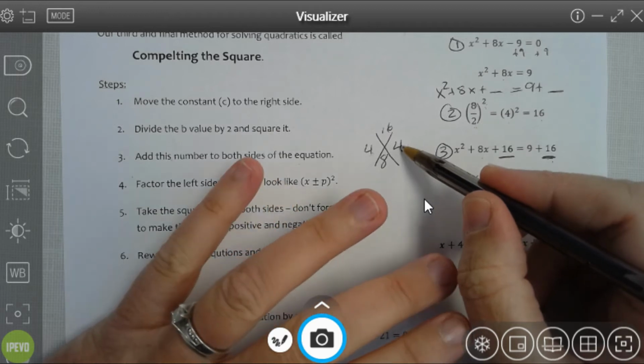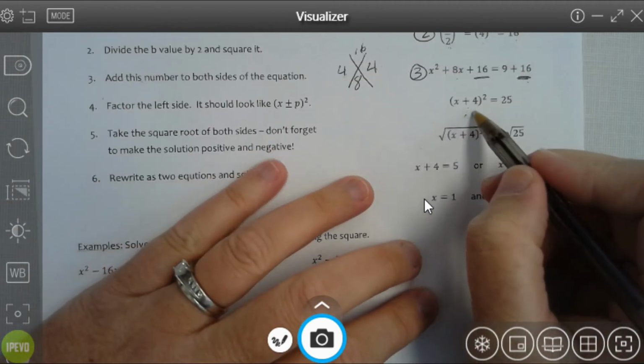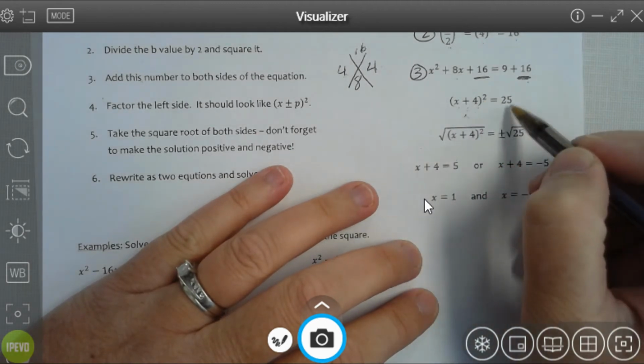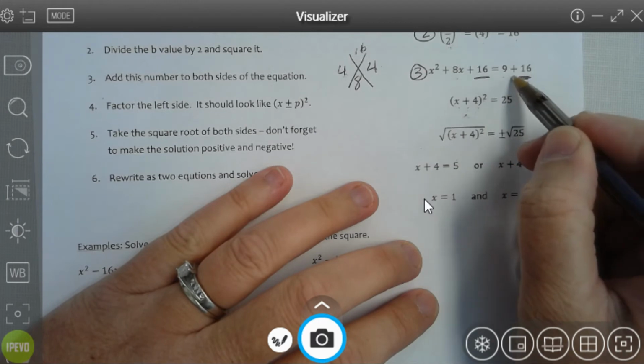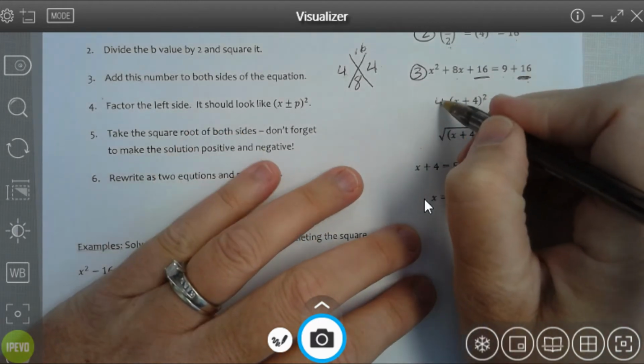So if you're trying to guess something weird, it's always half of b in those two. So since it's 4 and 4, that's why we put (x + 4) quantity squared. On the right side, we're just doing the math. We did 9 plus 16. That's how we got the 25 here.